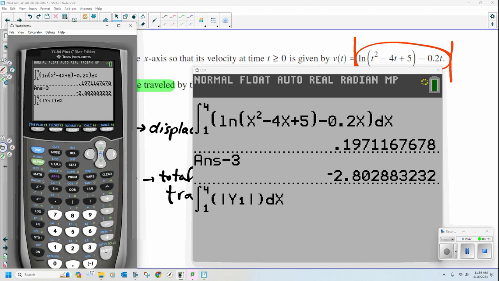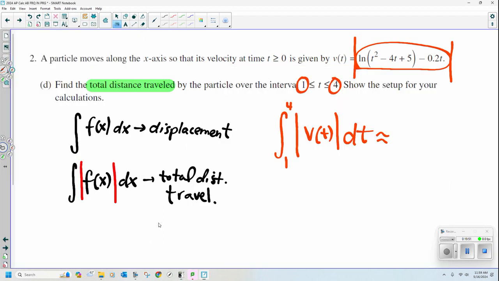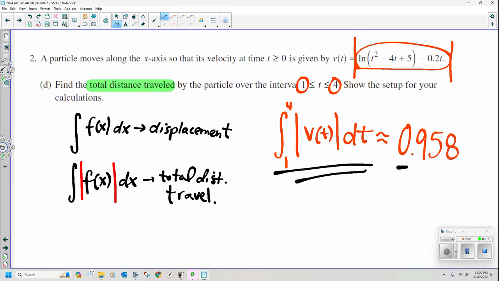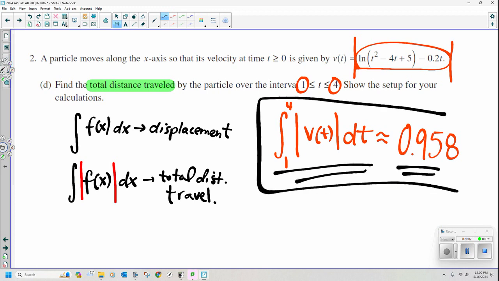And I get some sort of number that doesn't seem right, but it is right. Okay, it's still thinking. There it is, 0.958. Doesn't ask you for any label, doesn't ask you for anything fancy. It asks you for the setup and the answer. And part one, free response question one, free response question two, they're done. They weren't that bad at all.